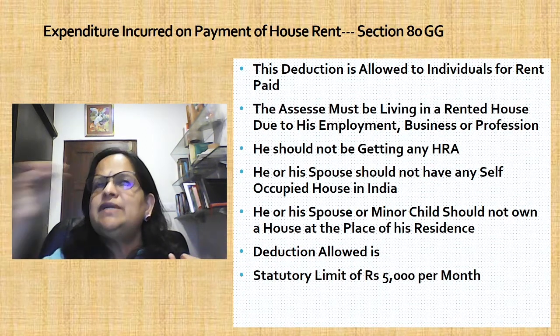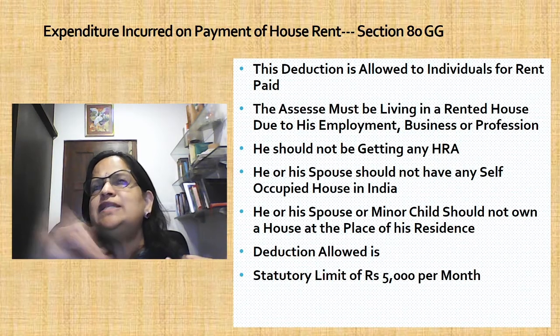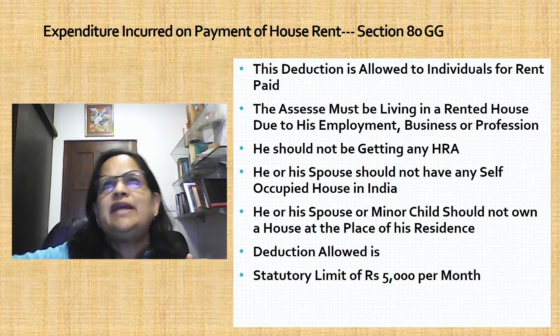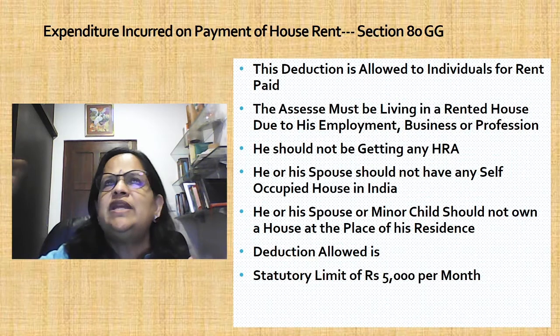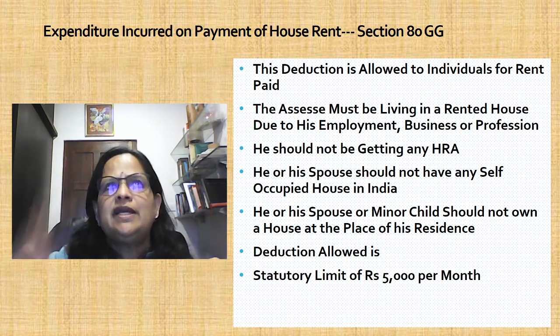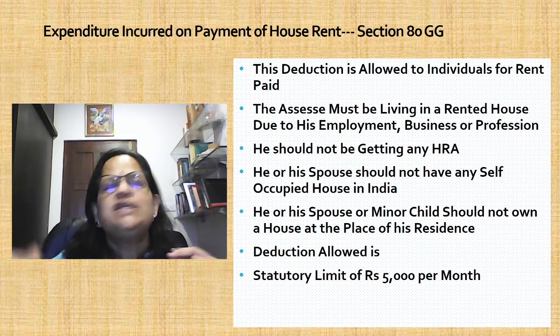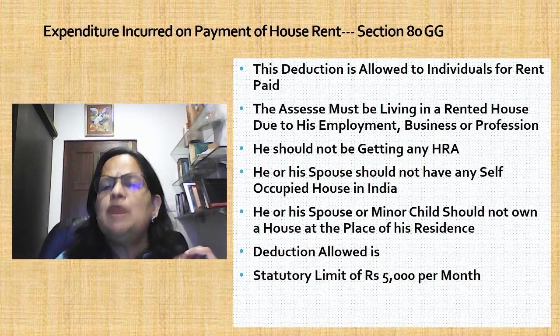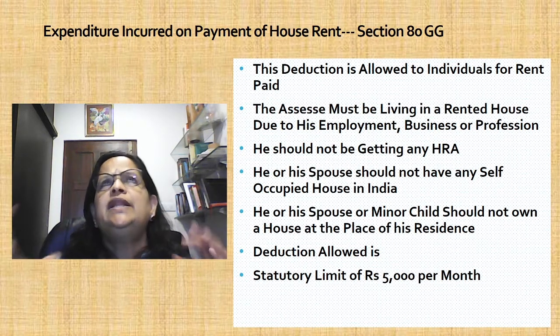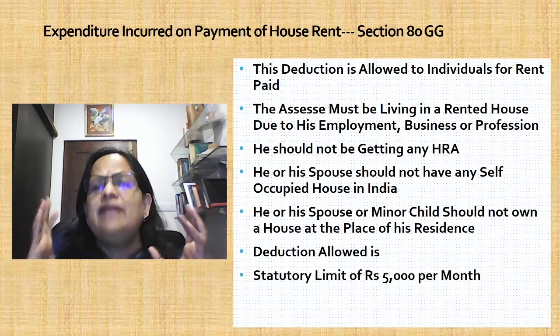If the assessee is working in a city and his family is back in the hometown with the self-occupied house, then he cannot claim this exemption. Here the condition is that the assessee and the spouse are not having any self-occupied house property in India. Next point is, either the assessee or his spouse or minor child should not own any house at the place of his residence. They don't have a residential house property in their name.